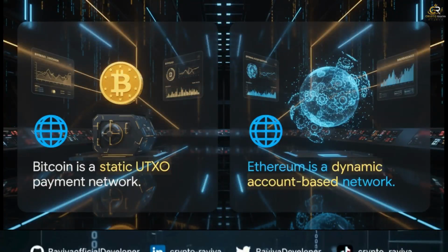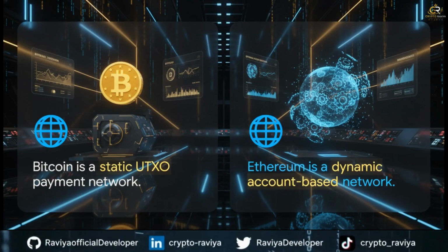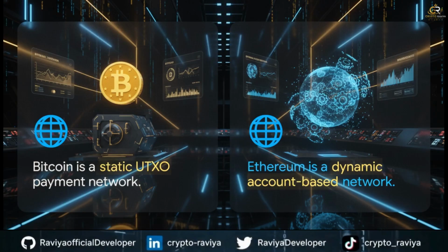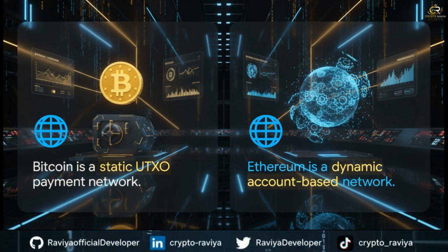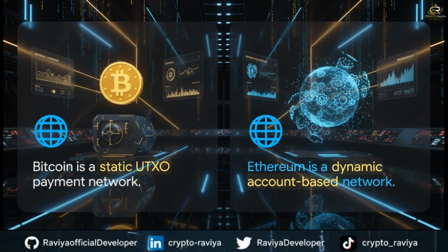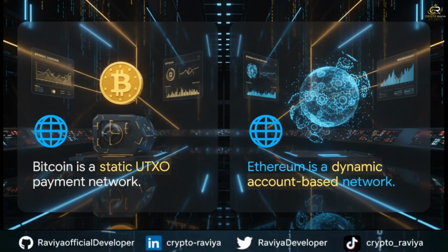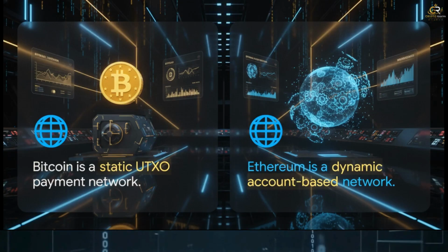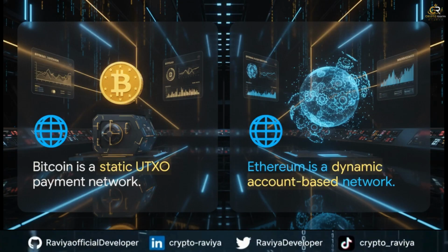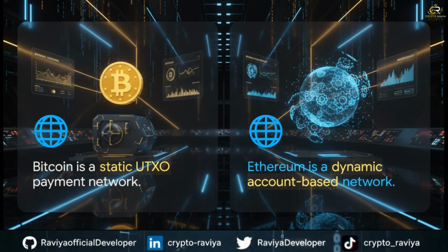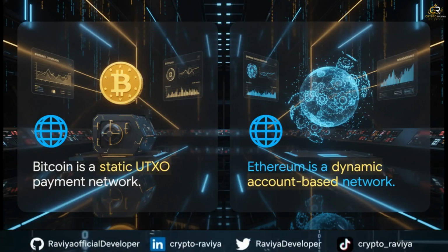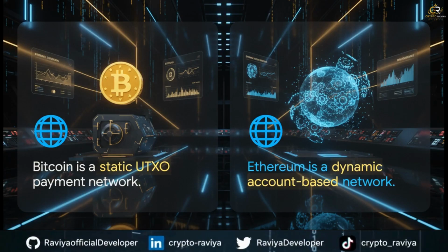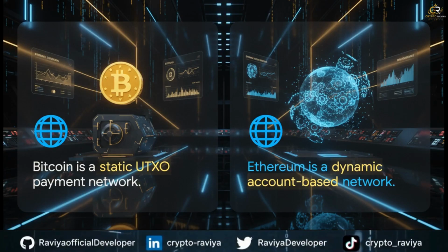There is just a stark contrast between the two absolute titans of the crypto space. Think about Bitcoin for a second. It was brilliantly designed as a static payment network using the unspent transaction output, or UTXO model. It tracks discrete chunks of digital gold. Ethereum, on the other hand, introduces a dynamic account-based programmable network. It's not just tracking balances, it's tracking the live state of autonomous applications.